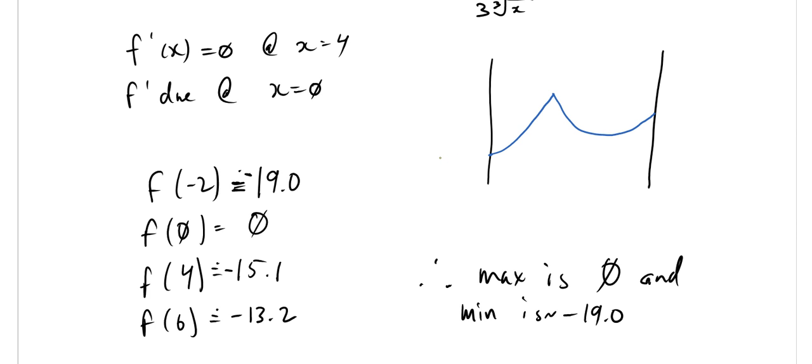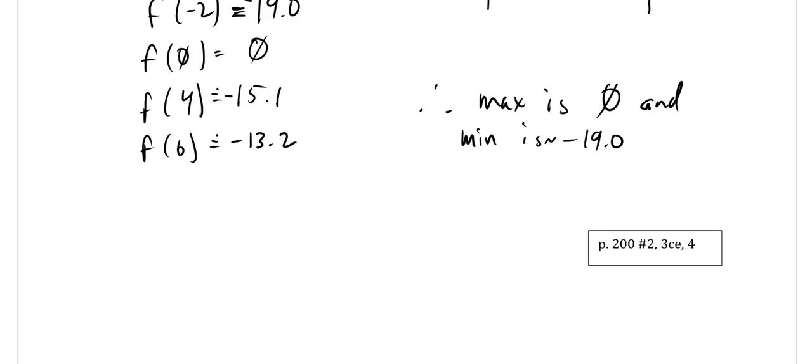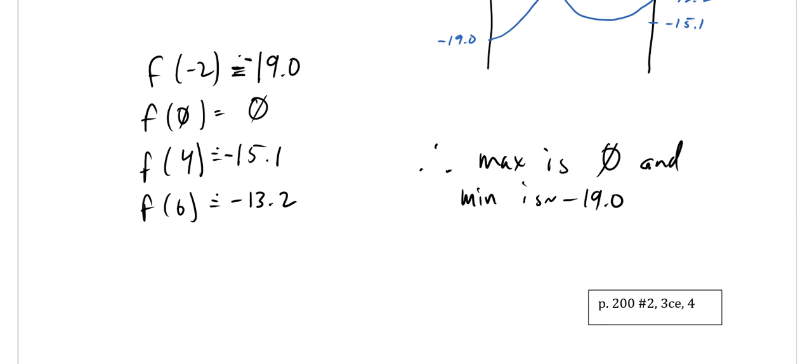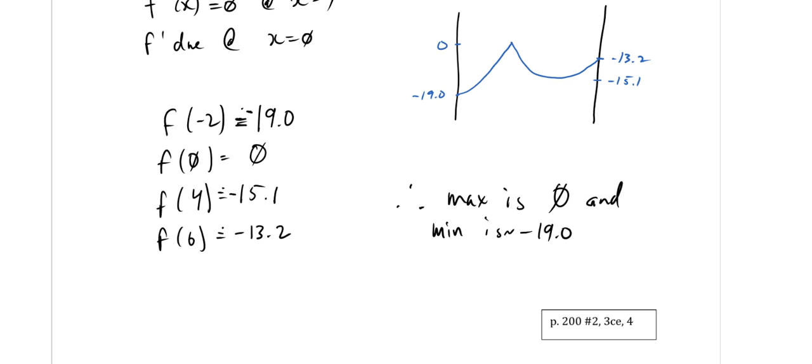So this is negative 19.0. This is 0. This is negative 15.1, and this is negative 13.2. All right, there you go. Page 200, question number 2, 3C, E, and 4.